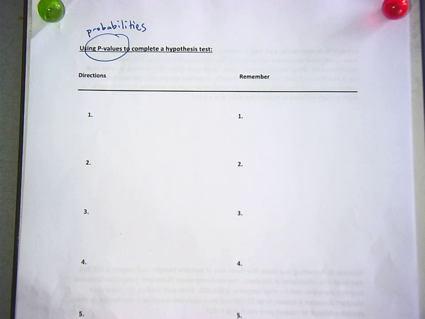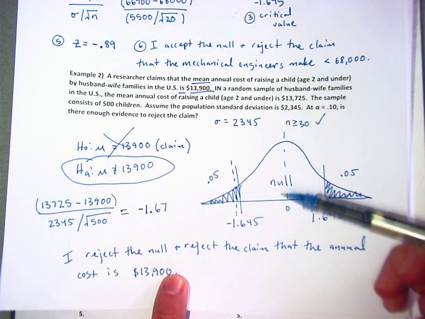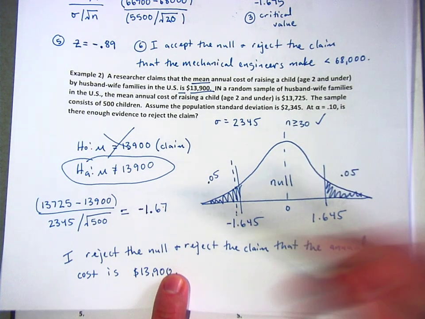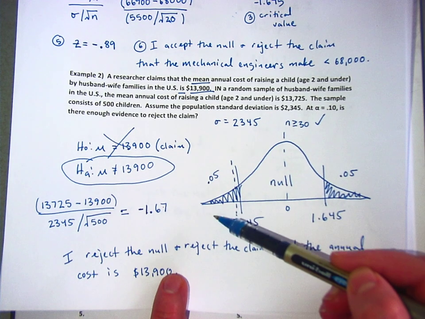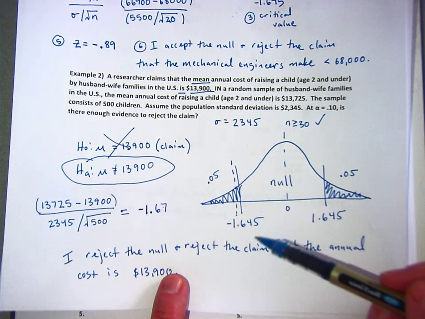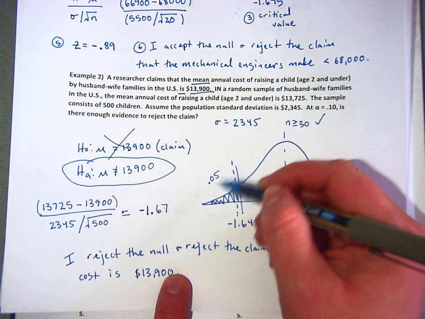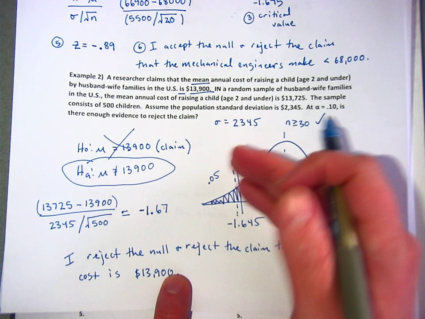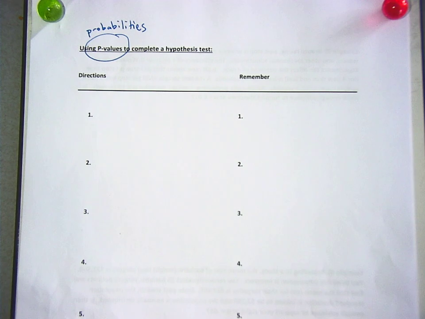All right, we are on the second half of 7.2. We're talking about using p-values or probabilities to complete a hypothesis test instead of a z-score. On the last two examples, we made a null and an alternative, then compared a z-score to a z-score edge. Now with p-values, we compare the probability to 0.05 and just talk about whether it's less than or greater than 0.05. So it's pretty straightforward.